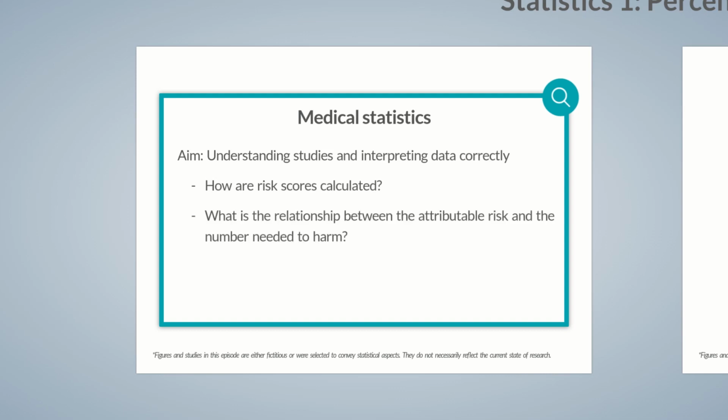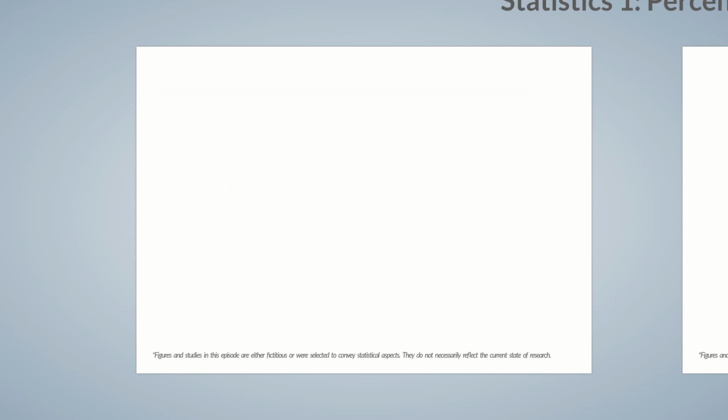What's the relationship between the attributable risk and the number needed to harm? We'll also clarify the following question, which often creates confusion. What's the difference between relative risk and odds ratio? In this first episode, we'd like to start by providing you with an overview of fractions and proportions.